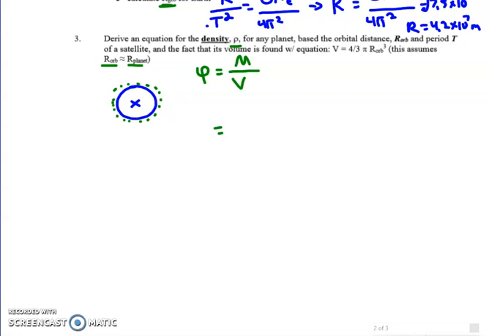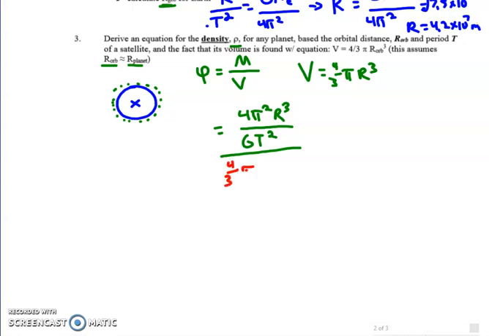So we know that mass from the previous problems that we did is going to be 4 pi squared r cubed over g t squared. That's the mass. That comes from the problems you did for solving for the mass of the sun and the one above. And then we're going to divide it by volume. Well, what's volume? Well, it's a sphere, so volume is 4/3 pi r cubed, so I'm going to put that in the denominator. I'm going to put it in a different color just to highlight it. So that's 4/3 pi r cubed. And there's our density equation.